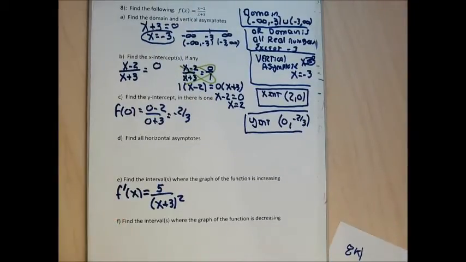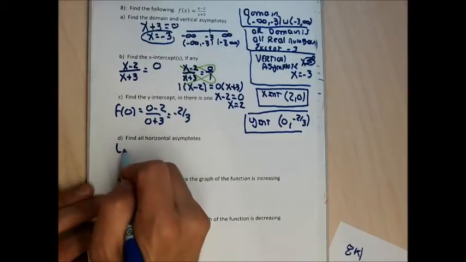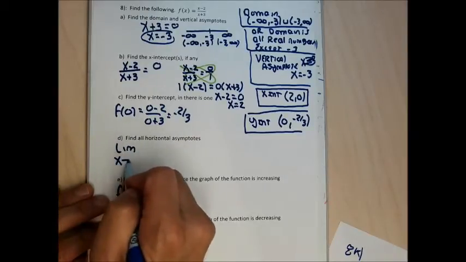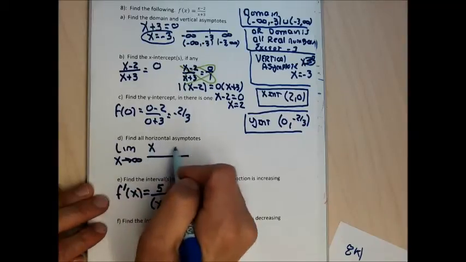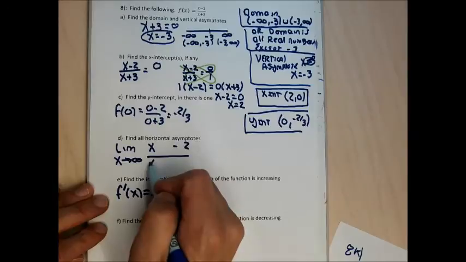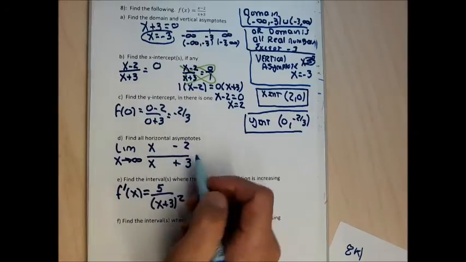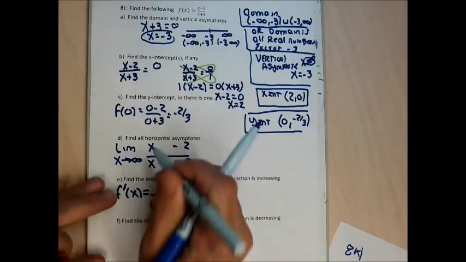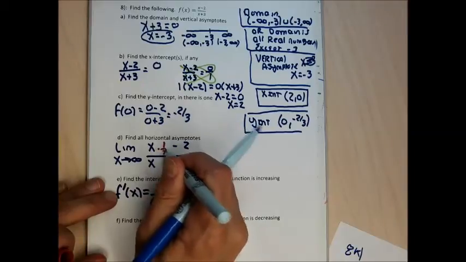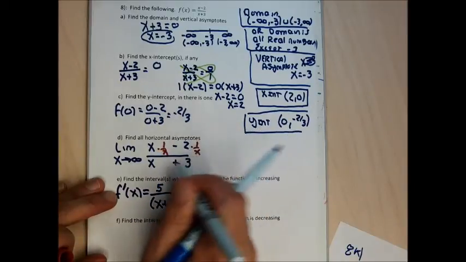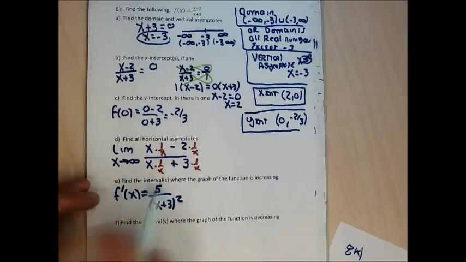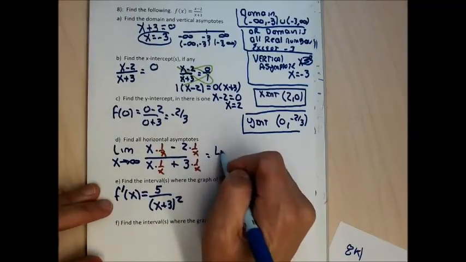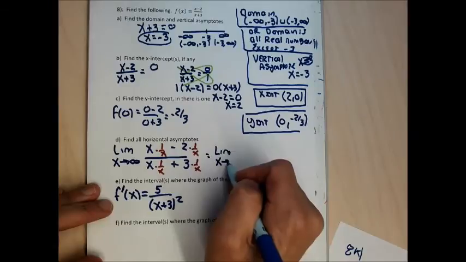Finding the horizontal asymptotes, I need to take the limit as x goes to infinity. So I do the limit as x goes to infinity of x minus 2 over x plus 3. I'm going to multiply everything by 1 over x. That's going to give me the limit as x goes to infinity.